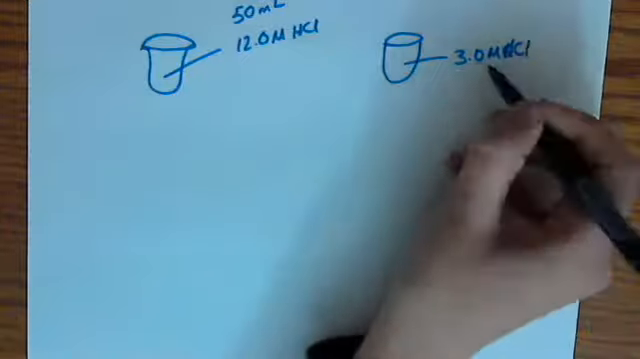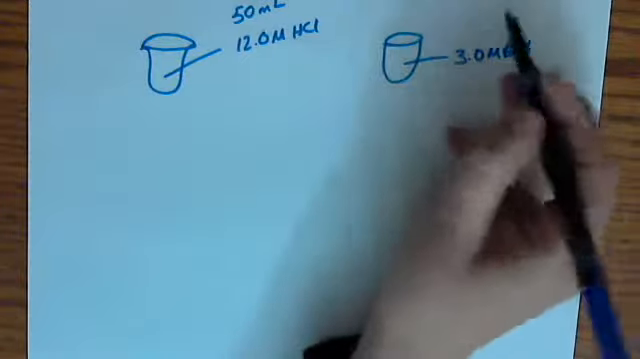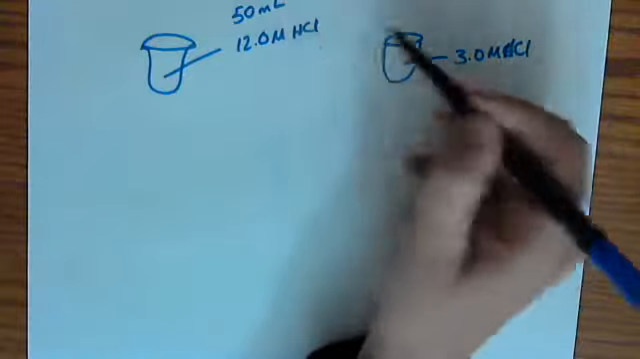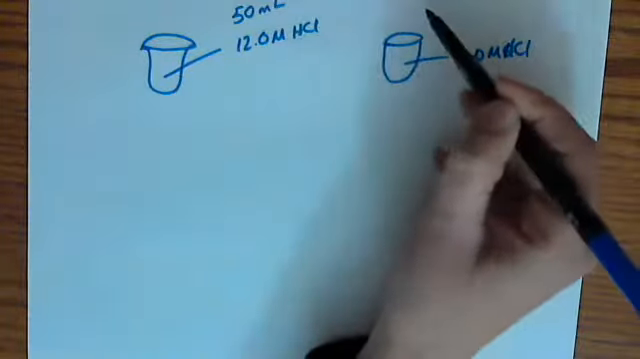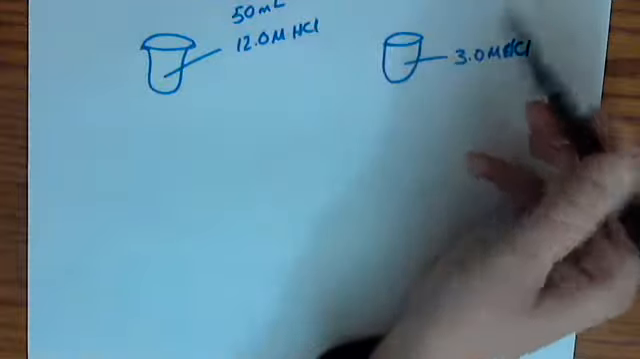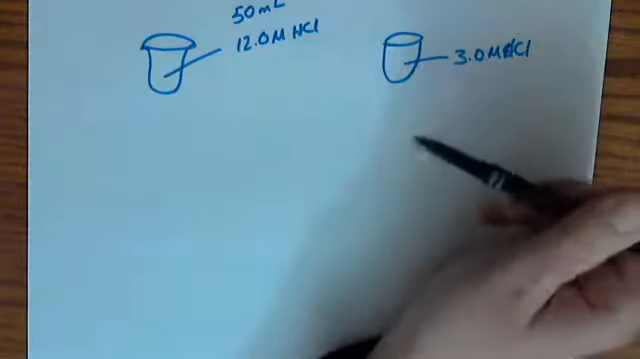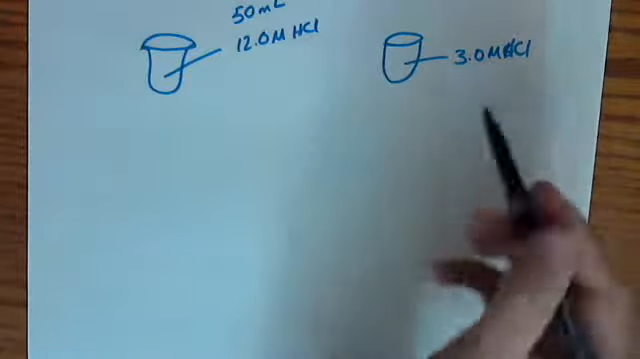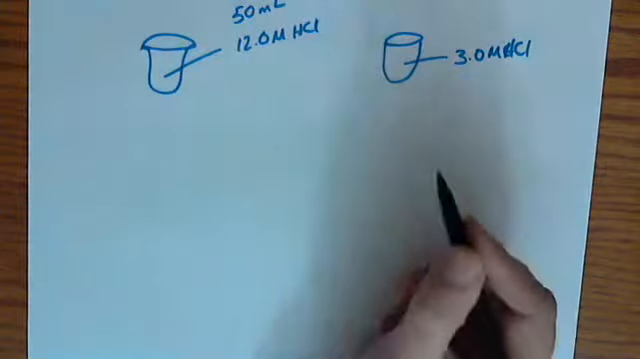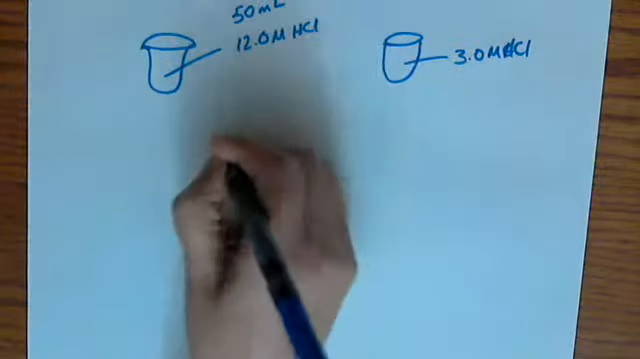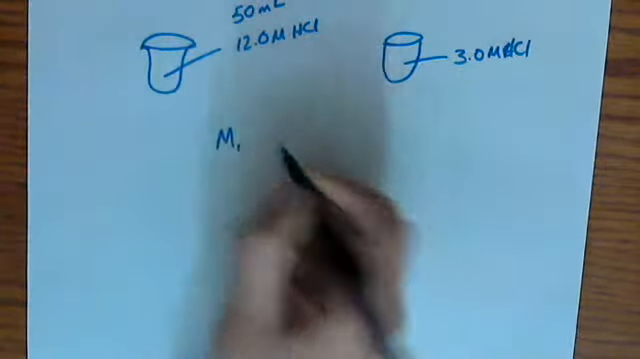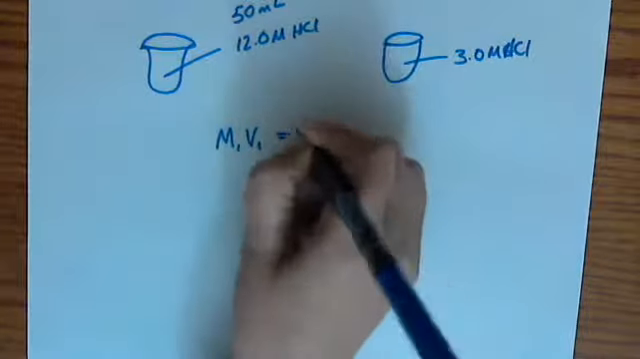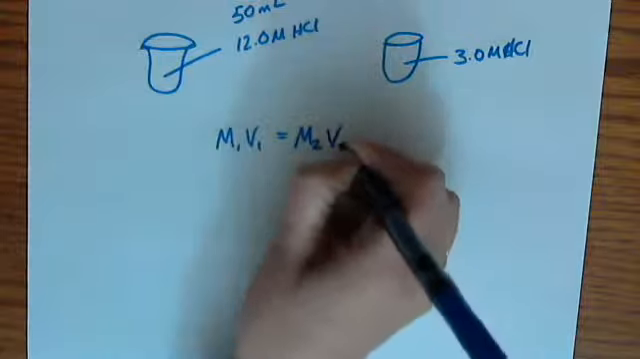HCl. And we need to figure out how much of this we need to put in here and then dilute to another volume in order to get the volume that we actually want. And so to do that, we are going to use the dilution equation. The dilution equation says the molarity of the first one times the volume of the first one is going to equal the molarity of the second one times the volume of the second one.